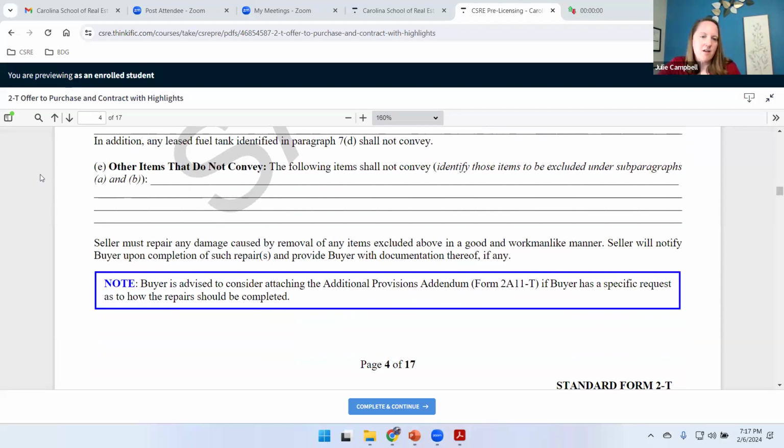Seller must repair any damage caused by the removal of the fixtures in a good and workmanlike manner. Buyer or seller will inform buyer upon completion. Will I put that in writing? Absolutely. And that's what we're doing right here. Other items that do not convey, we're putting it in. So the fixtures that the sellers are going to take. Remember our parol evidence rule? The final written word will prevail.